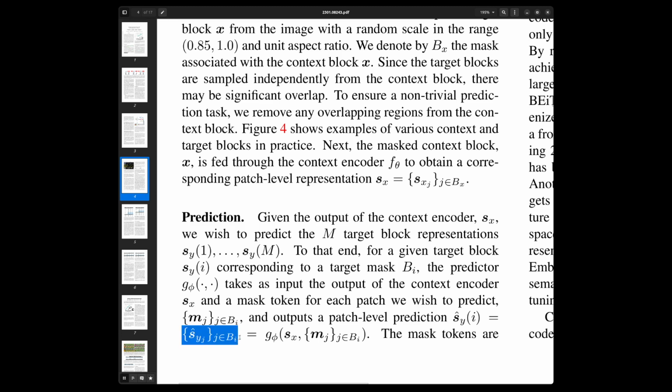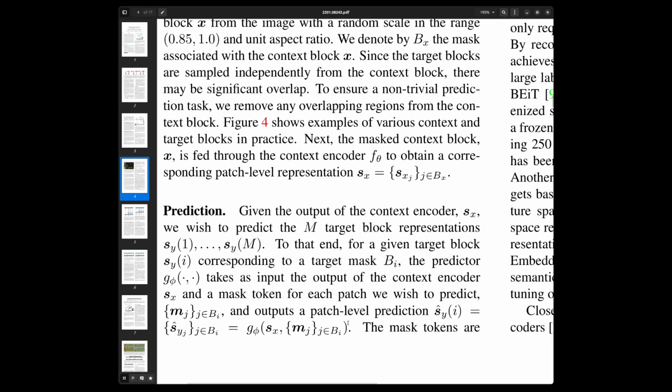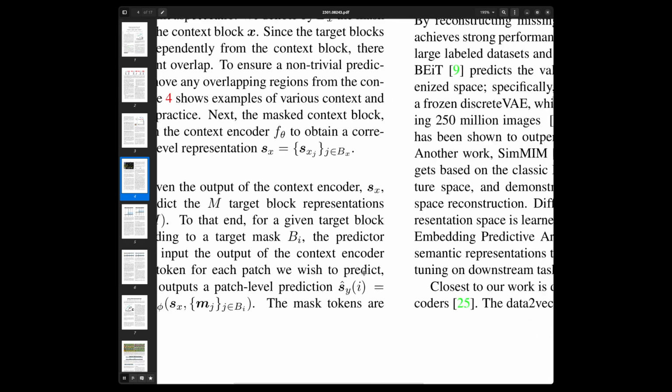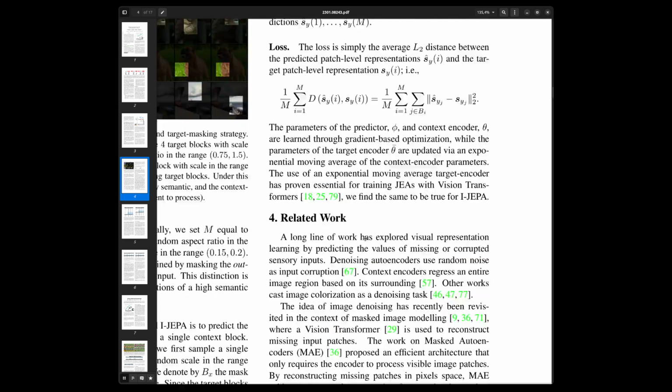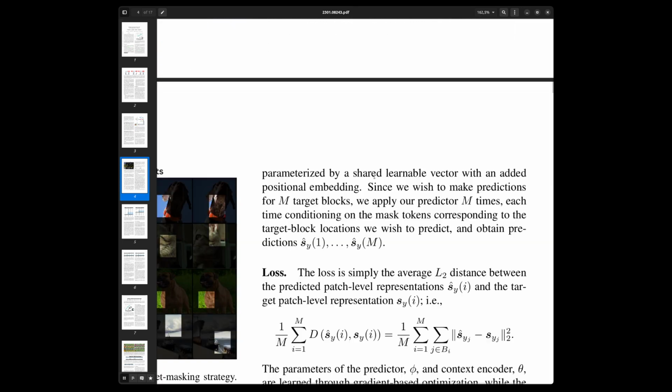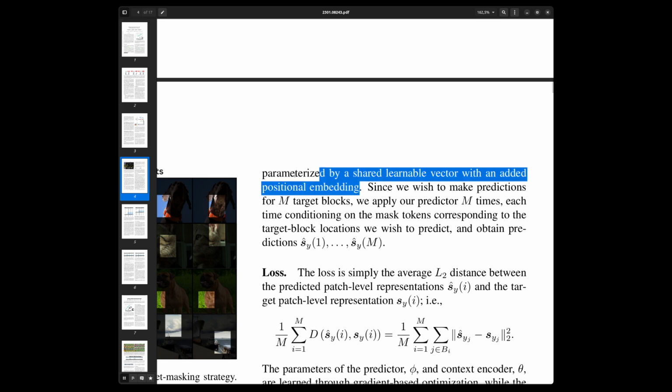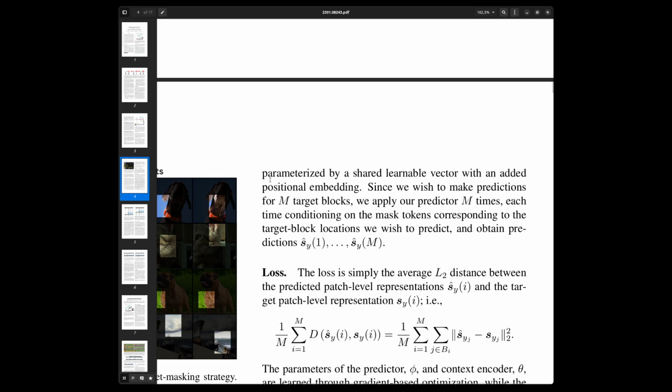They have to have the same size, so it outputs something with the same number of masked patches. The mask tokens are parameterized by a shared learnable vector with added positional embedding. So basically you are incorporating this thing called the mask token, and you also need to add the position embedding, of course, because it's a token. Since we wish to make predictions for M target blocks, we apply our predictor M times, each time conditioning on the mask token corresponding to the target block location we wish to predict.